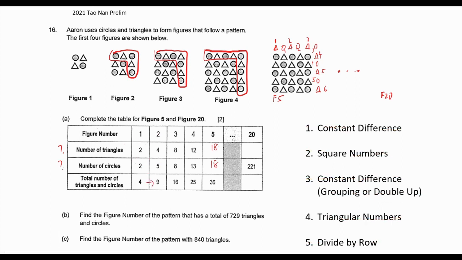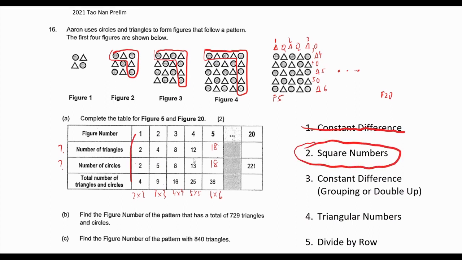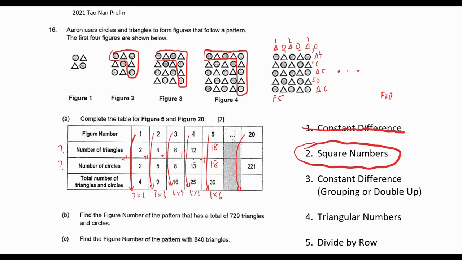Let's try and find the pattern for the total. It's not constant difference, but it is square numbers. So we write the product of the square roots below and find a link between the figure number and the square roots. We can see that the square root is 1 more than the figure number. So for figure 20, the square root is 21 and the total will be 21 squared, which is 441.